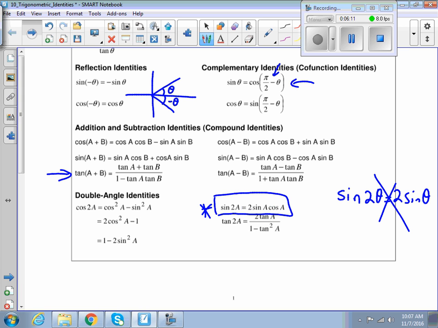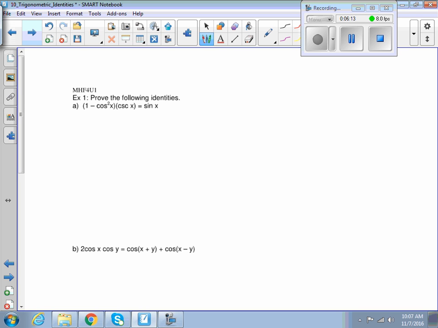Anyway, let's take an example. Let's prove the following identity: (1 minus cos squared x) times cosecant x equals sine x. As I said, we make a left side and right side. My left side is (1 minus cos squared x) times cosecant x, and my right hand side is sine x. I want to show that these are equal to each other, and I'm not going to put an equal sign until I've proven that these two are equal.